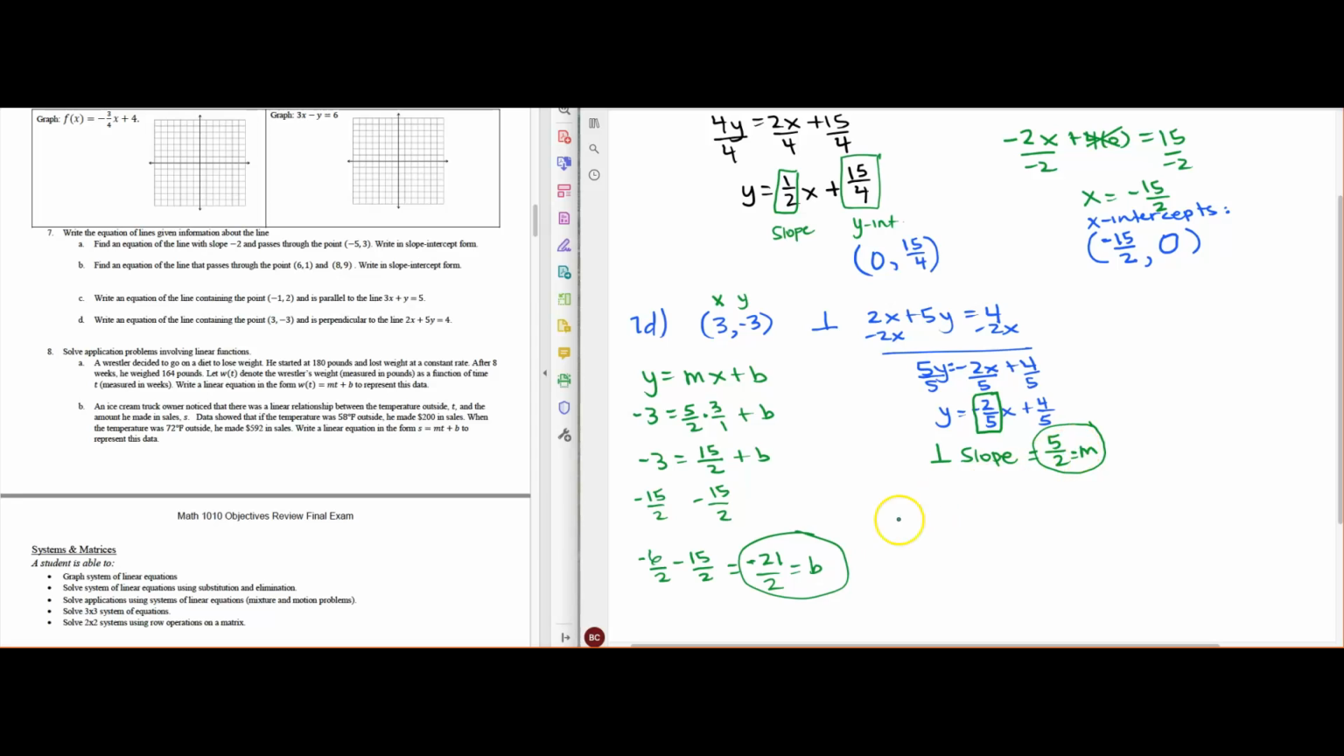So now I know my slope and I know my y-intercept. I'm going to come back to this equation and put those two things in. We have y equals 5 halves times x, and then minus 21 halves. That would be your answer. That is your equation of a line that goes through this point and is perpendicular to that line.